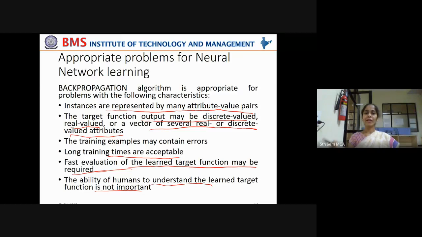That is why, when the ability of humans to understand the learned target function is not very important, and you don't want them to understand what is happening inside the black box, in those cases you can go for artificial neural network models in order to train your machines. Right? These are the appropriate problems where artificial neural network learning is suitable.